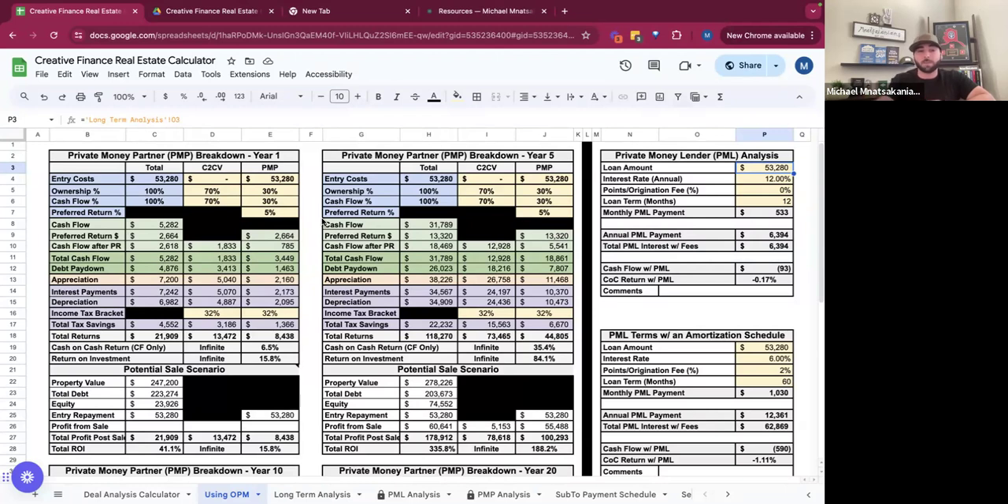So this is very common in the multifamily space. We incorporate it into our single family or small multifamily properties as well, to make sure our lenders and partners are well taken care of. And we've just expanded a lot of this long-term analysis.